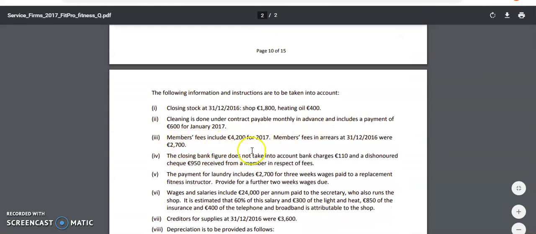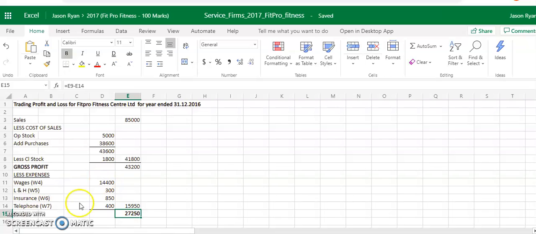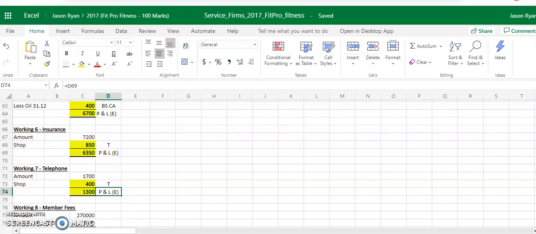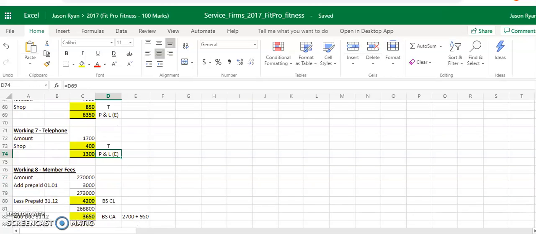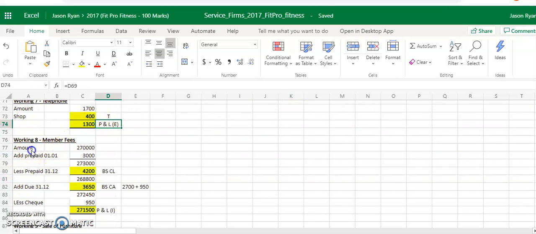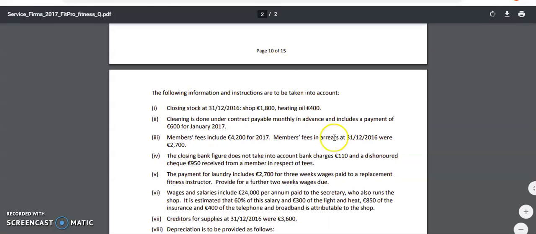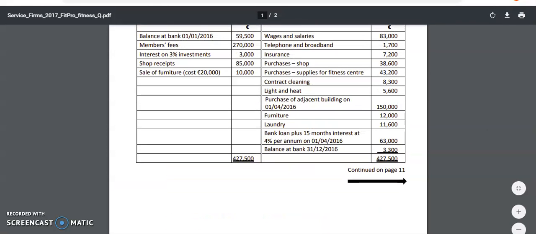We've got more member fees here. So member fees for 2017 in advance. I've got member fees in arrear for 2016. So your adjustment, or the working you're going to use for member fees, is going to be the amount. That's taken straight from the question, 270,000.